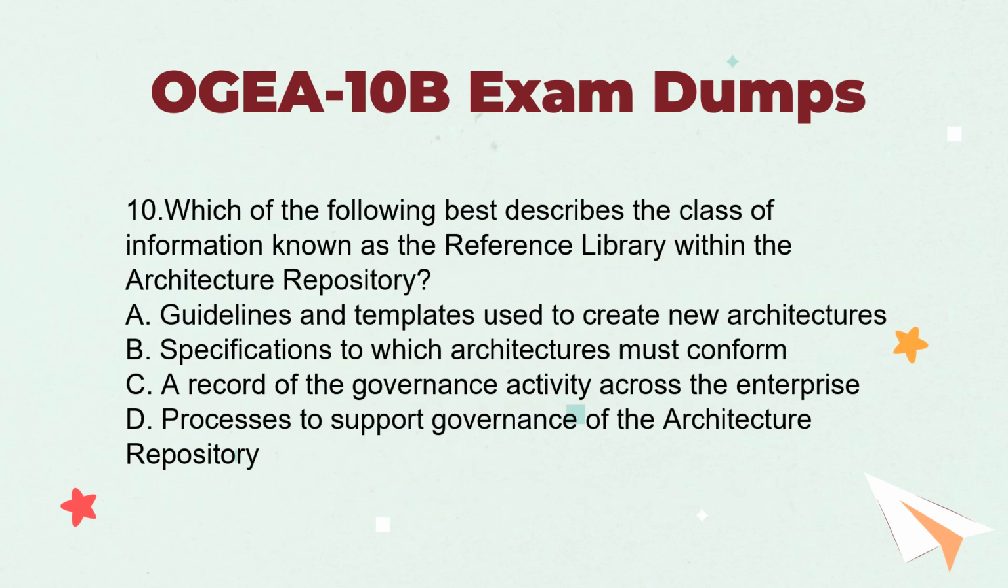10. Which of the following best describes the class of information known as the reference library within the architecture repository? A. Guidelines and templates used to create new architectures, B. Specifications to which architectures must conform, C. A record of the governance activity across the enterprise, D. Processes to support governance of the architecture repository.